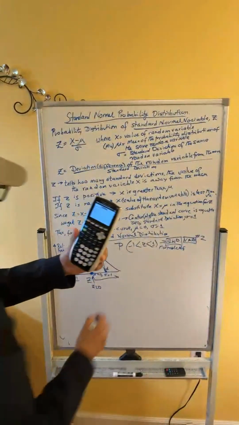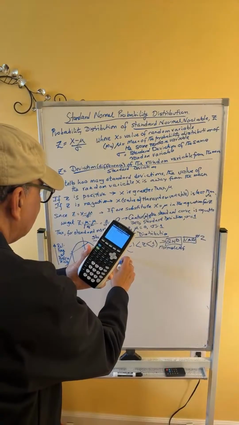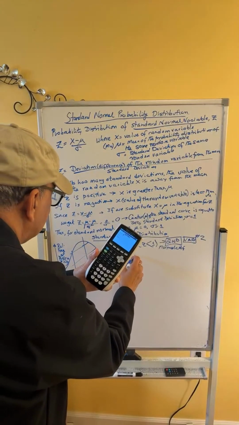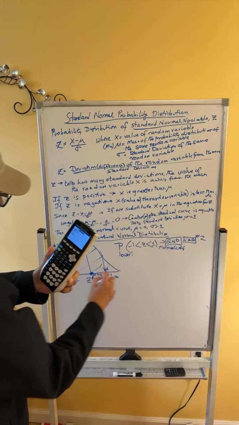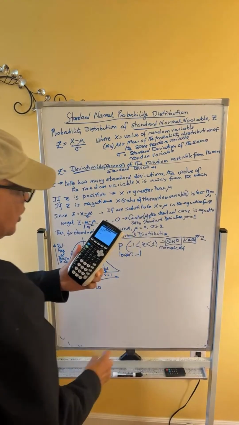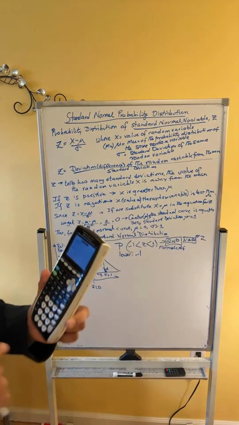It asks for a lower value under normalcdf. For lower, we start our calculation from the left. Lower is -1, so type minus. Be careful: the minus you want to type is the one on the left of the enter button at the bottom right, not the minus sign on top of the plus. -1 is the lower.